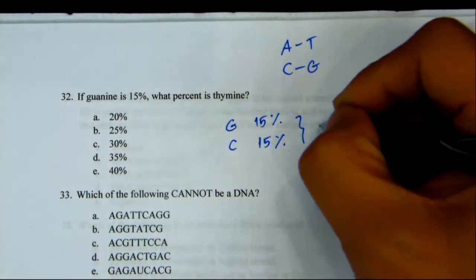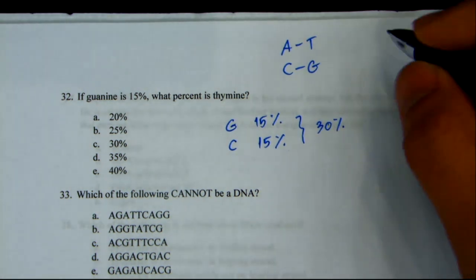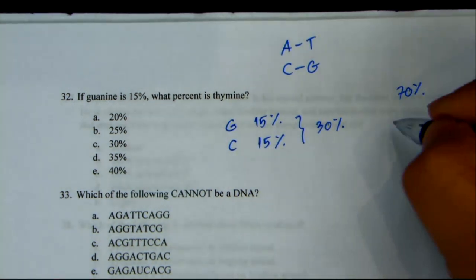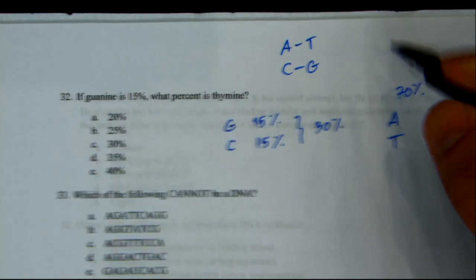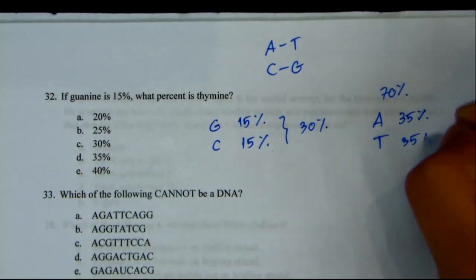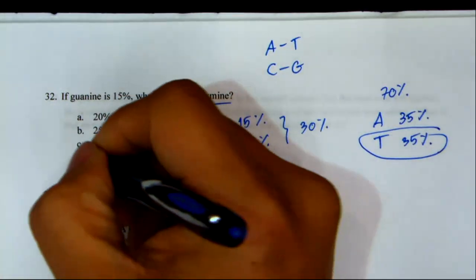So since these two are already 30%, we know that altogether we have to have 100%. So the leftover for A and T would be 70%. So 70% for A and T. Therefore, each of these is 35%. So the answer for thymine is 35.